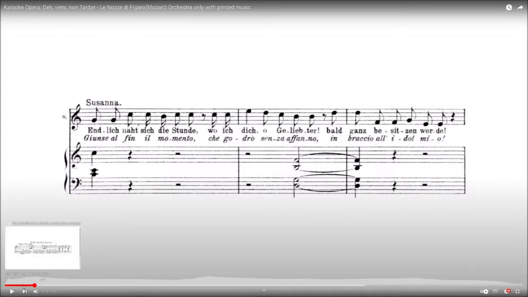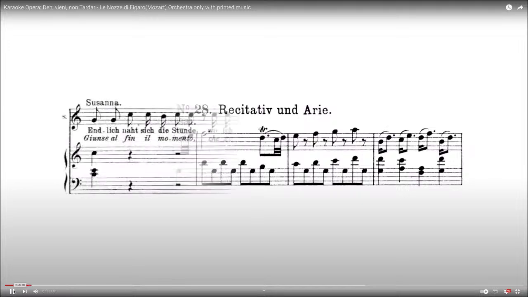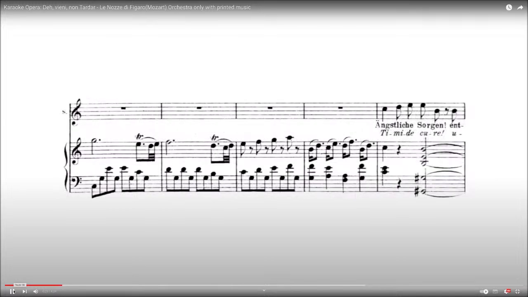We need to sound like we're moving along. You don't want to hang there. Like you're talking. Giunse al fin il momento che godrò senza affanno. In braccio all'idol mio. Literally, whatever you're saying, it's like you're talking. And now this is my thoughts. The music reflects what I'm thinking.